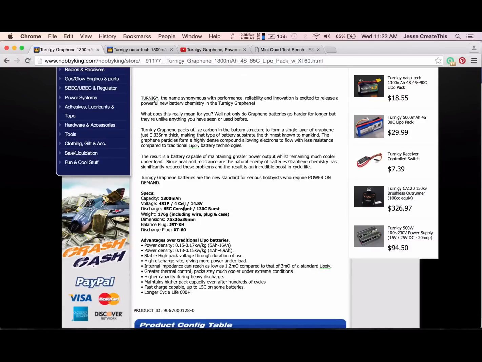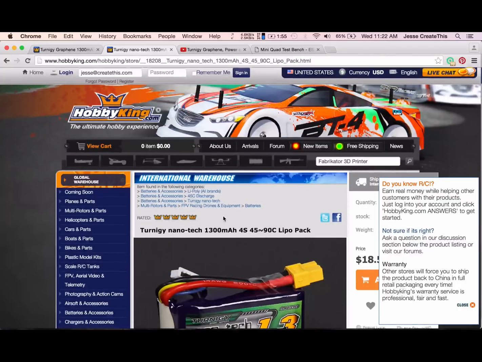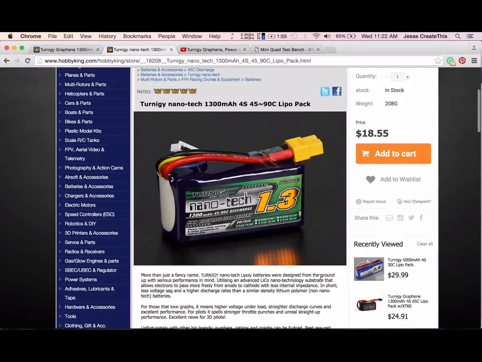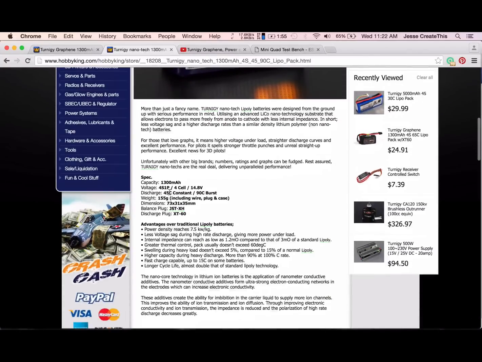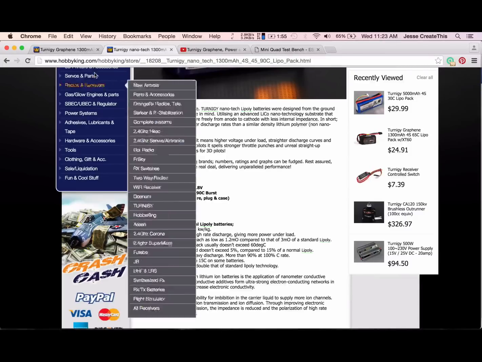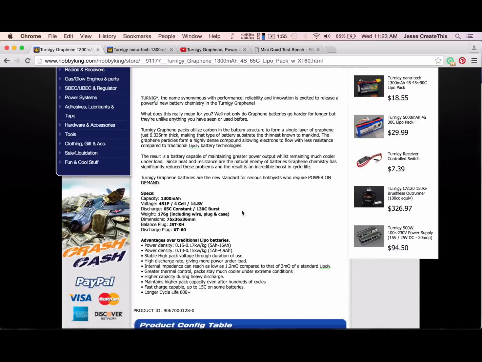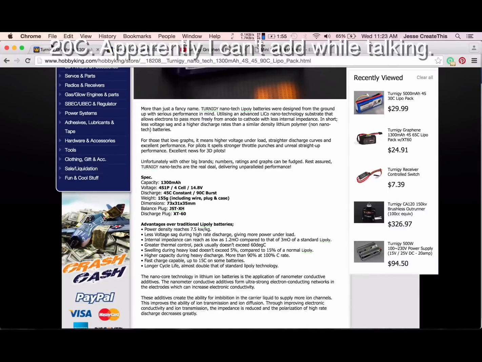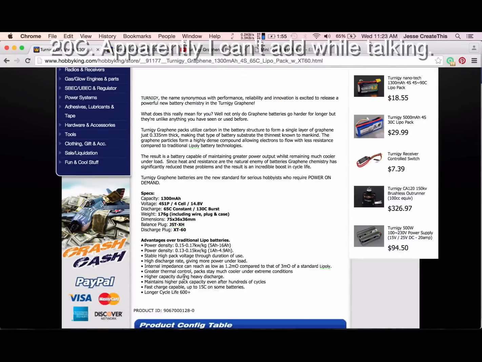One of the other benefits of graphene, other than the higher C constant, and by the way, switching over to a regular Turnigy nanotech battery, this is a non-graphene battery of the same milliamp hour rating. It looks like 45C is the constant and 90C is the burst for this one, while for the graphene battery 65C is the constant and 130C is the burst. So it does seem to have a substantial improvement, 15C or something like that.